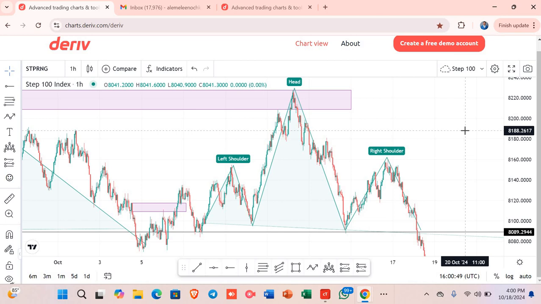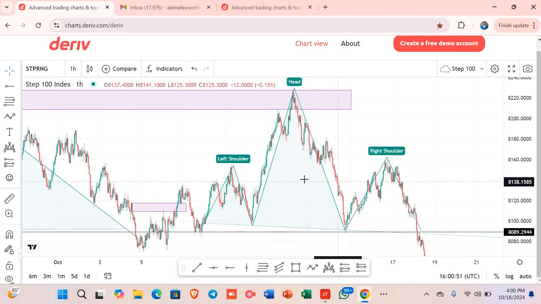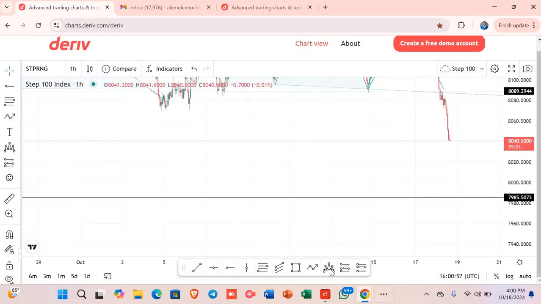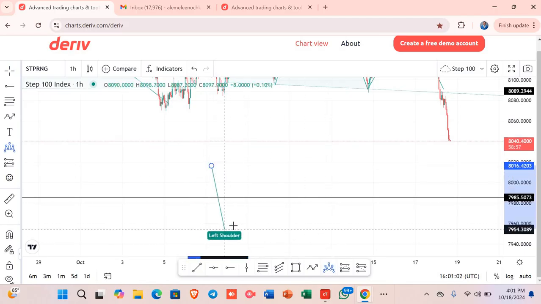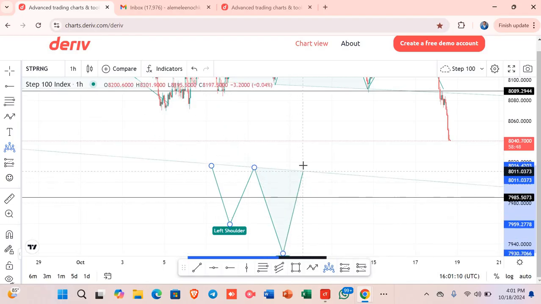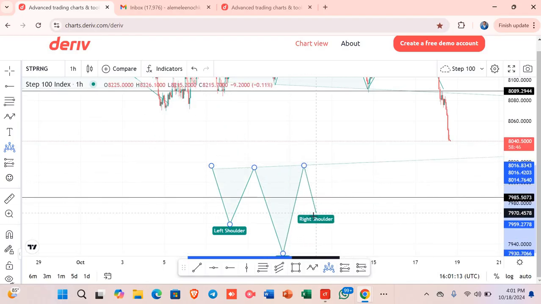Like I said, the head and shoulder in summary is a bearish chart pattern, unless you see the inverted head and shoulder, which is a bullish chart pattern. It's just the opposite of the head and shoulder. This one also looks this way. You have the first shoulder here, then we have the head like this, and then we have the second shoulder.